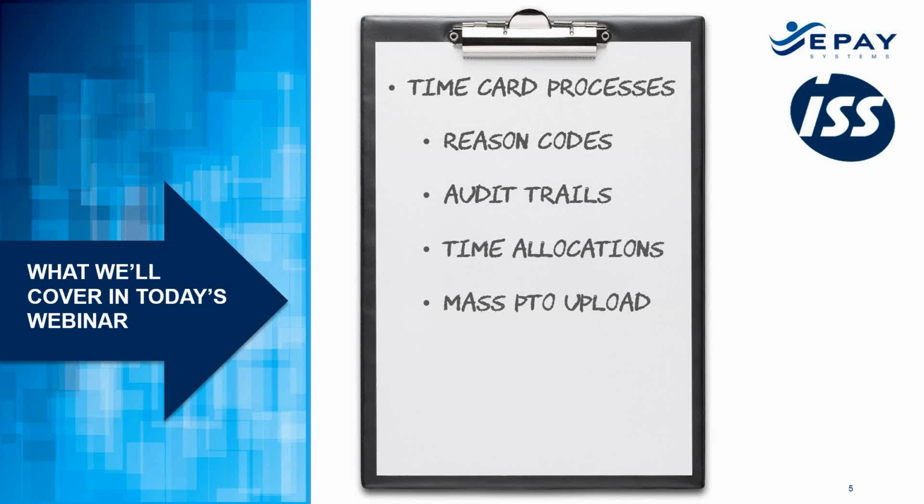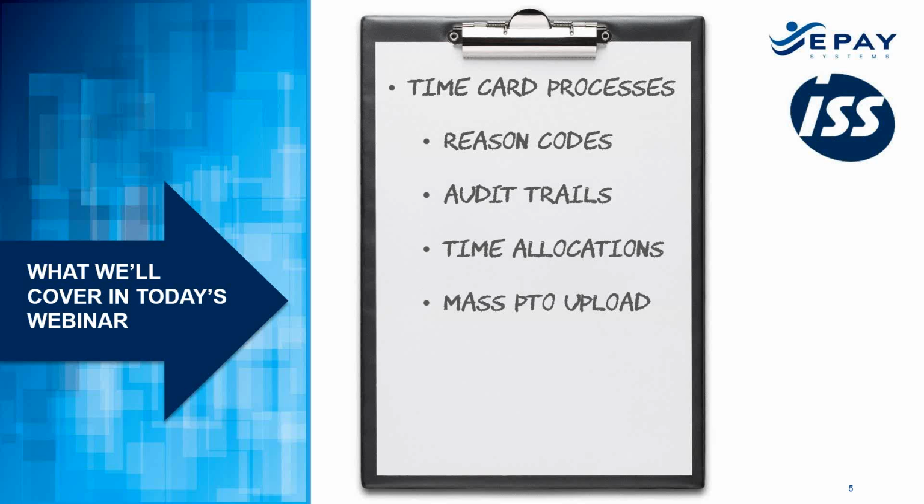And then lastly, we'll go through a little section on mass PTO upload. Now, many of you have used this in the past, but this is a piece where you can upload time for all of your employees who may not have worked a specific day, maybe a holiday, and we still need to pay them for holiday pay. So instead of doing it each one by one manually, we have the ability to do it in mass. So we're going to talk about that function as well. So 4 key areas as part of the time card processes.